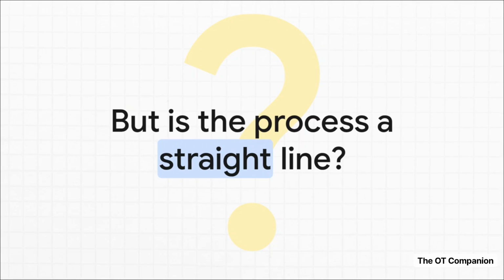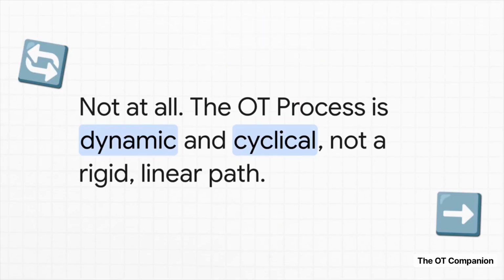Okay, so we've gone from evaluation to intervention to outcomes. It sounds pretty simple, right? Like a straight line, a 1, 2, 3 process. But is that really how it works? The answer is a huge no. And honestly, this might be one of the most important things to remember. The OT process is not a rigid, one-way street. It's a living, breathing thing that is constantly adapting to the client.